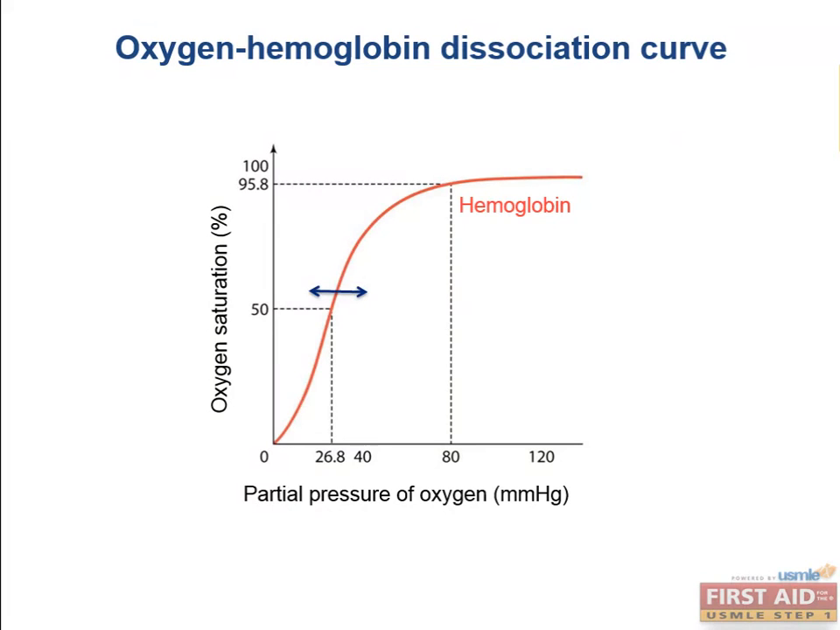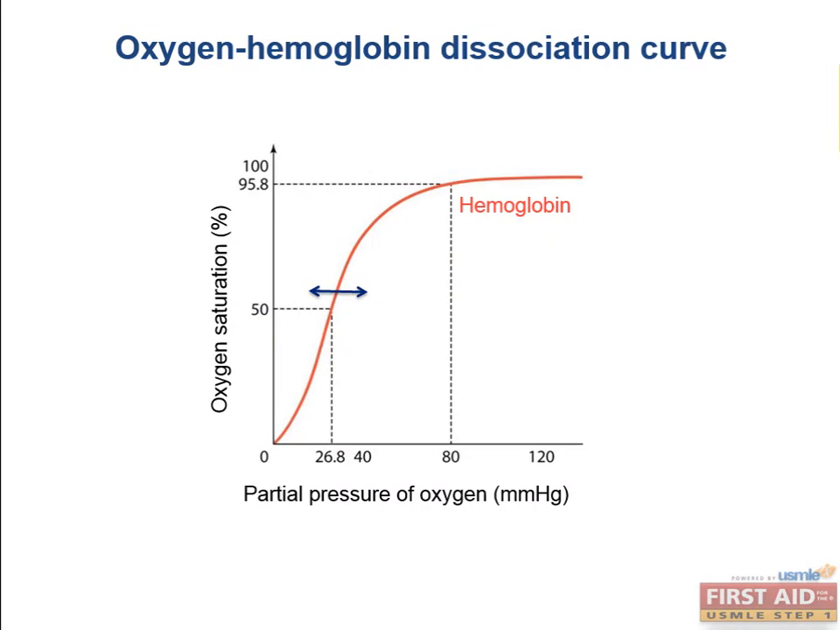A shift in the curve in any direction simply means that there is a change in the affinity of hemoglobin for oxygen. A shift to the right signifies a decreased affinity of hemoglobin for oxygen. What this means is that there is more unloading of oxygen into the tissues. Think for a moment about situations where this would be pretty helpful.